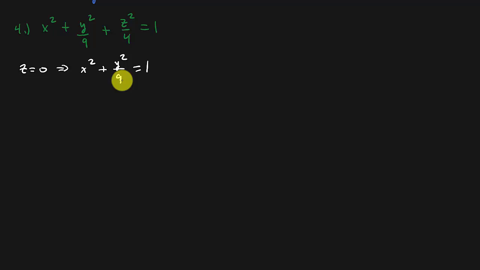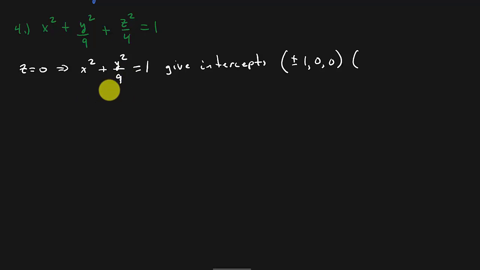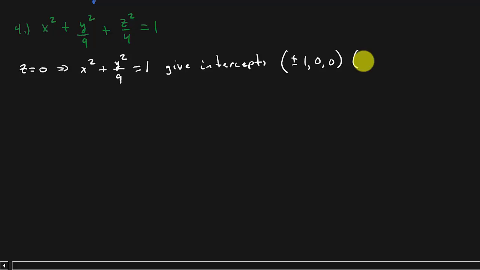All right, so this right here gives intercepts. Where? Well, A is plus or minus 1, and B is 3. So we're going to have intercepts at plus or minus 1, 0, 0. That's on your x-axis. And on your y-axis, it's going to cross at plus and minus 3. Remember, this is an ellipse in the xy plane. So the intercept on the y-axis is 0, plus or minus 3, 0. That's when z equals 0.